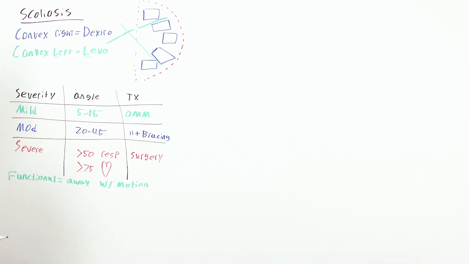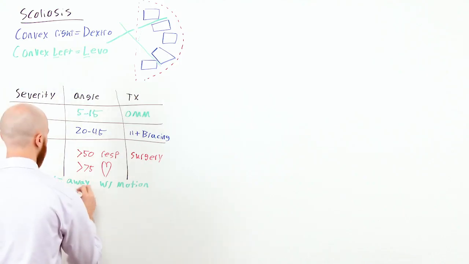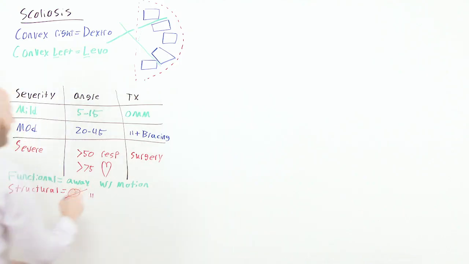You can also have what's called a structural scoliosis. This is basically the opposite of functional, where it doesn't go away no matter how the patient moves. So it doesn't go away. So bringing this back to an osteopathic focus, what about treatment for the patient? Well, if you're going to treat with OMM, you certainly need to look at the spine.